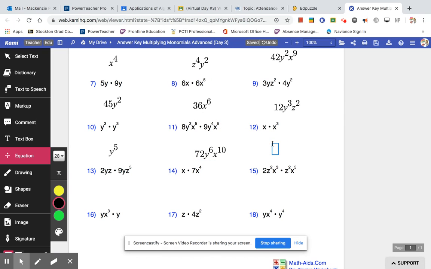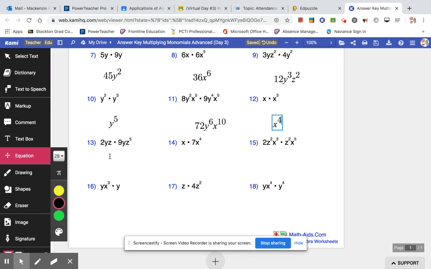So if I take a look at number 12, no coefficients. I did see a lot of you enter x to the 3rd. This is incorrect because again, there is a 1 on that x, so this would become x to the 4th because we're adding 1 plus 3. So anytime, again, you don't see an exponent, that exponent is 1.